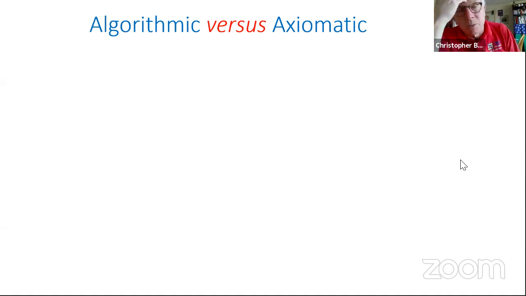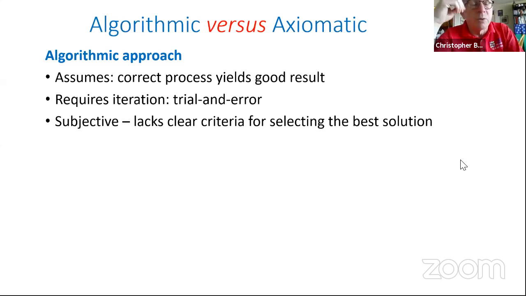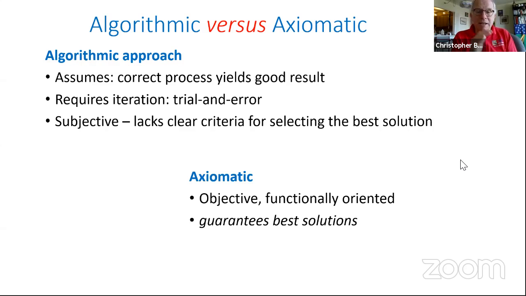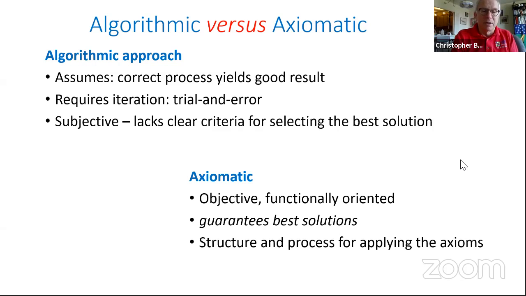So algorithmic is the one that's most often used. And algorithmic assumes that if I go through this process, I'll have a good result. And that is necessary, but not sufficient. It requires iteration, as we just saw, some trial and error. And it is subjective, so it lacks clear criteria for selecting the best solution. Whereas axiomatic is objective, it's clearly functionally oriented, it guarantees the best solution, and it has a structure and process for applying the axioms.